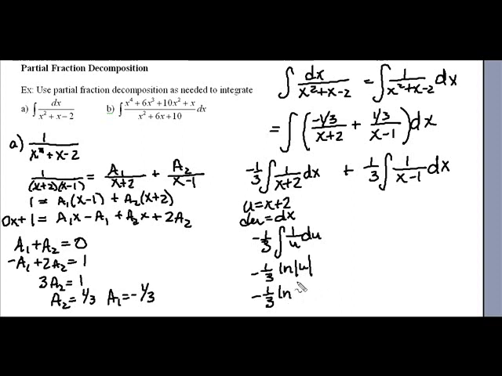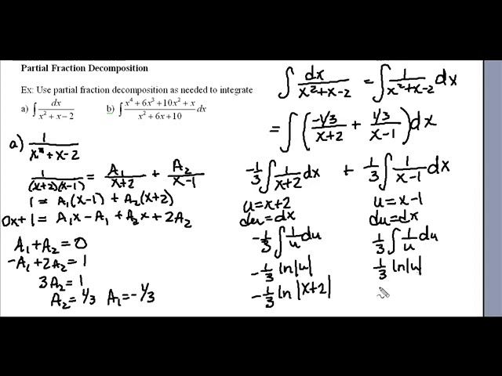Now over here, we're going to have 1/3 times the integral where u is going to be x minus 1, du again is just dx. So it's 1/3 the integral of 1 over u du again, and if it bothers you to have the same variable, you can always use a v or a w. So we'll have 1/3 natural log of u, which in this case is 1/3 natural log absolute value of x minus 1. These are being added, remember, and then we have our plus c. So that's how we can use partial fraction decomposition to integrate. Now in the next slide, we're going to look at part B.